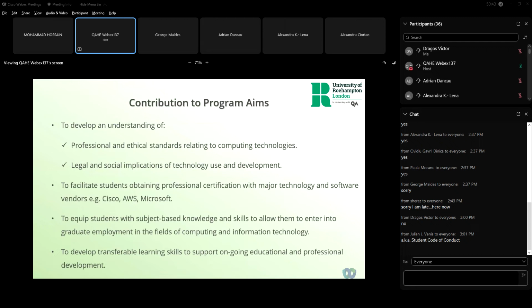Let's stop there for a minute. Why do we need transferable skills? Why do we need ongoing educational and professional development? Haven't we learned anything when we're doing our degree? I'll give you an example. When I was doing my degree on electronics and communications engineering, computer networking was not an issue. Okay.